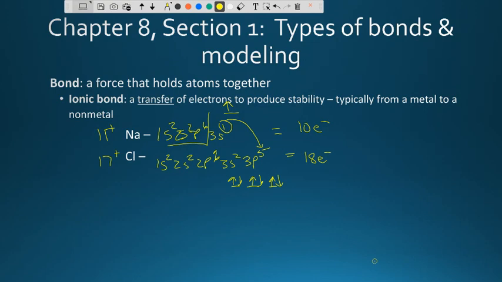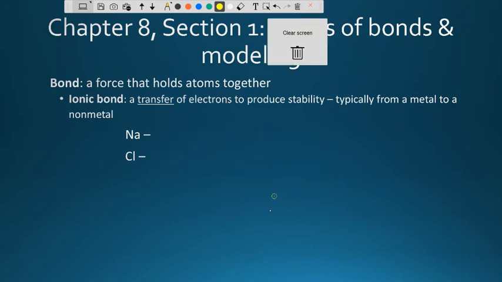But notice that to get this correlation, we only have to move one electron in there. And so my chemical formula would then just be a 1-to-1 ratio. Only one sodium needs to interact with one chlorine in order to get that to go. Okay, so that's the easy part behind that one.